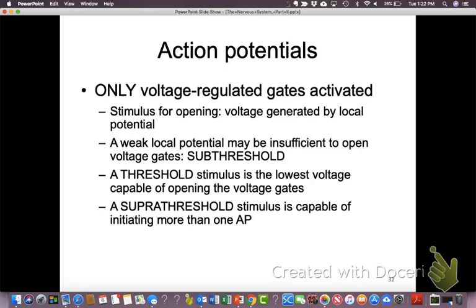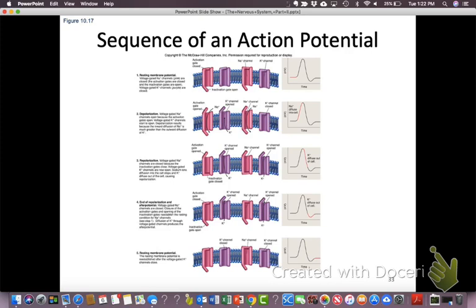And the whole idea of threshold only has to apply at the axon hillock. So if it's subthreshold, you don't get a nerve impulse. If it's threshold, you get 1 nerve impulse. Suprathreshold is just going to stimulate a string of action potentials, a whole little group of nerve impulses. So here you see a diagram showing you what's happening along an axon.